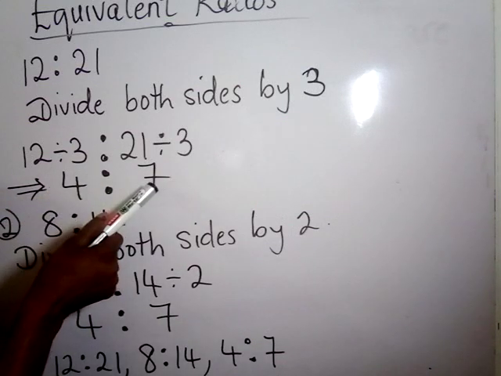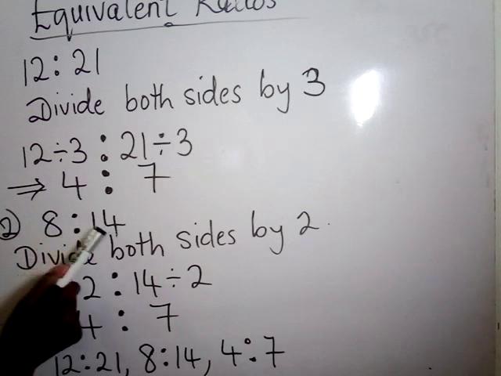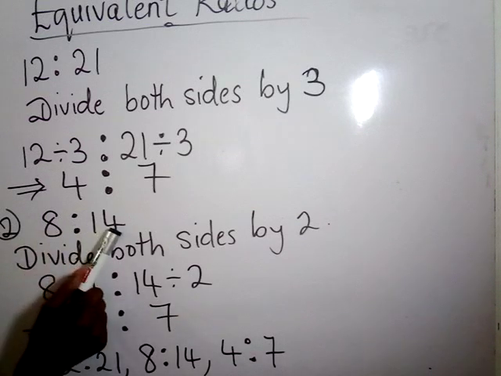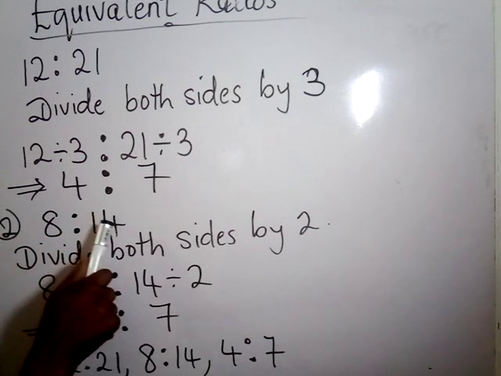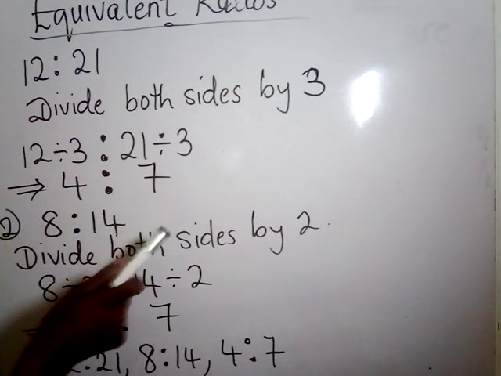Using 4 to 7, this was the original ratio we started with in multiplication. We got 8 to 14 and we got 12 to 21. Now we are reversing it, okay? So in 8 to 14, if you look at 8 and look at 14, we know that 2 is a common factor. 2 can divide 8 without remainder, and 2 can divide 14 without remainder. So we use 2 to divide these two sides.